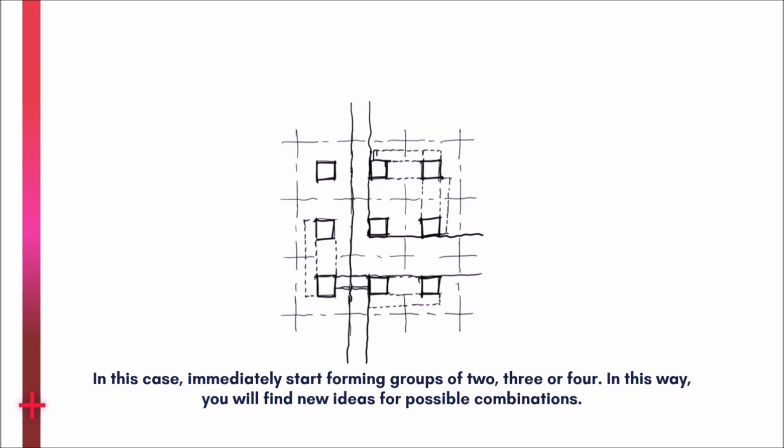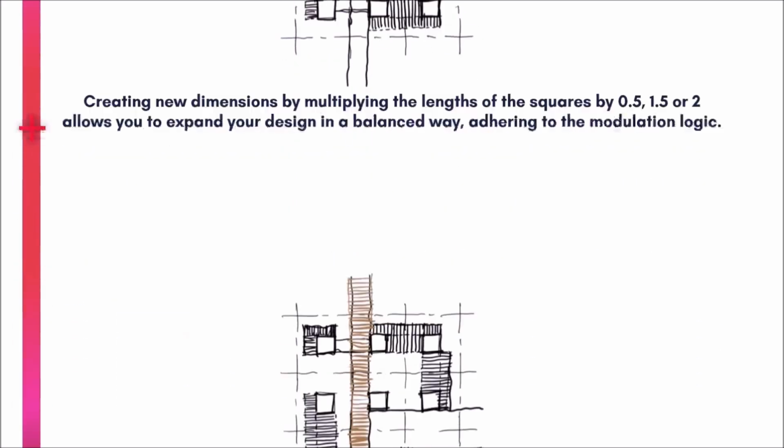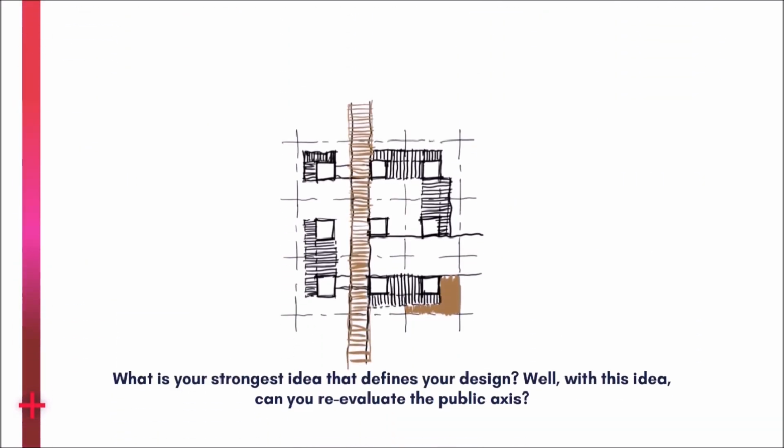Creating new dimensions by multiplying the lengths of the squares by 0.5, 1.5 or 2 allows you to expand your design in a balanced way, adhering to the modulation logic. What is your strongest idea that defines your design? Well, with this idea, can you reevaluate the public access?